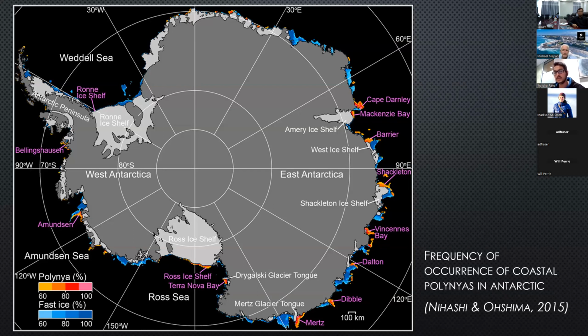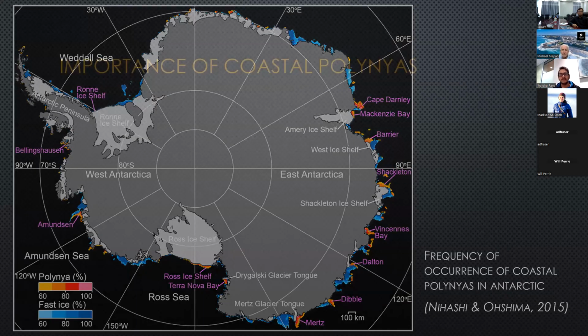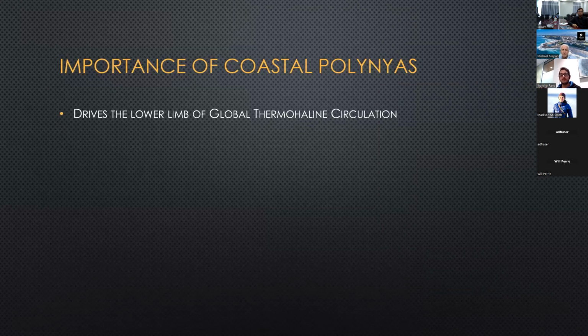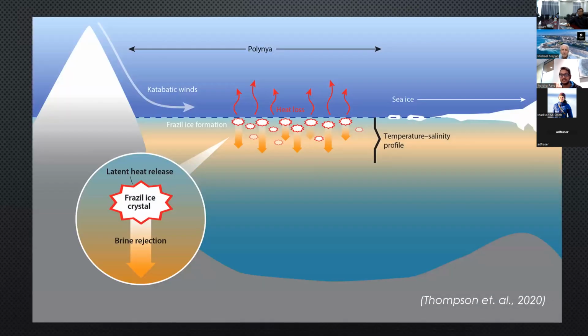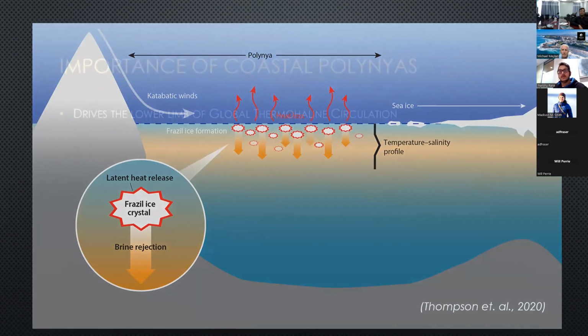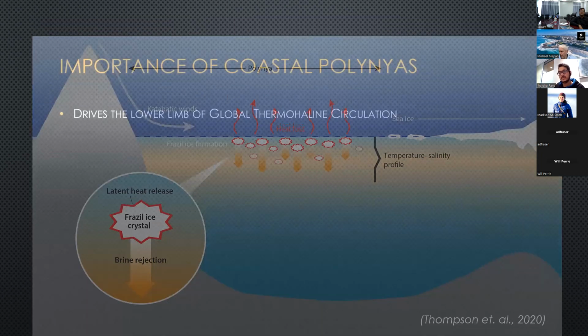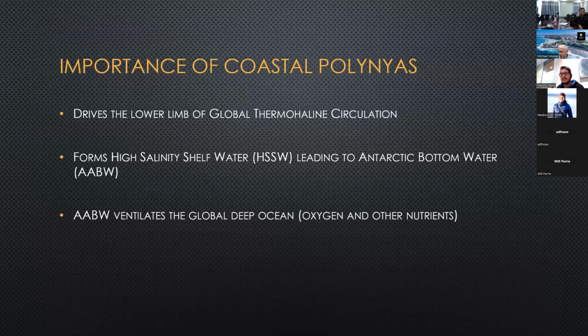So what is the importance of coastal polynyas? Polynyas drive the lower limb of global thermohaline circulation. When the ocean surface cools, new sea ice forms, which releases brine into the ocean. This water mass becomes denser than the ambient water and sinks. This dense shelf water, called high salinity shelf water, eventually contributes to the formation of Antarctic bottom water. This dense shelf water also transports oxygen and other nutrients to the deeper layers of the ocean.